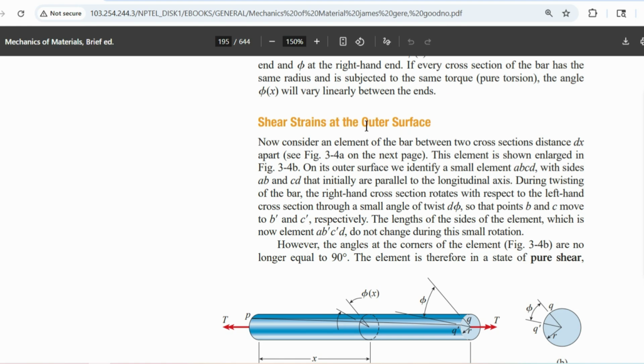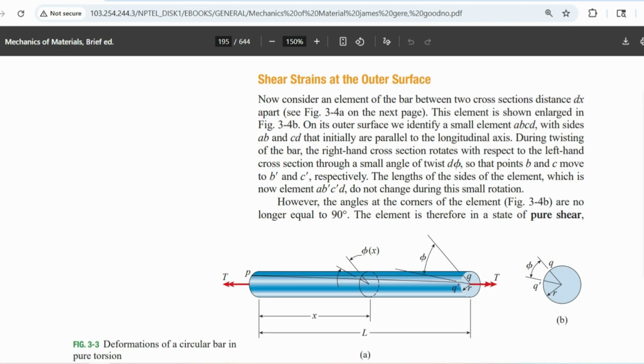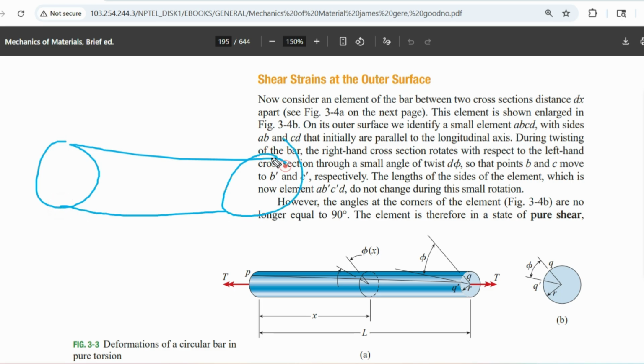All right, so now we're going to consider shear strains at the outer surface. We definitely talked about that with the little molecules on the outer surface. And we went a step further of saying, let's say this bar is actually kind of a hollow cylinder, where you have just a molecular thickness of iron molecules, so it's a steel bar, on the outer surface. So that was very useful.